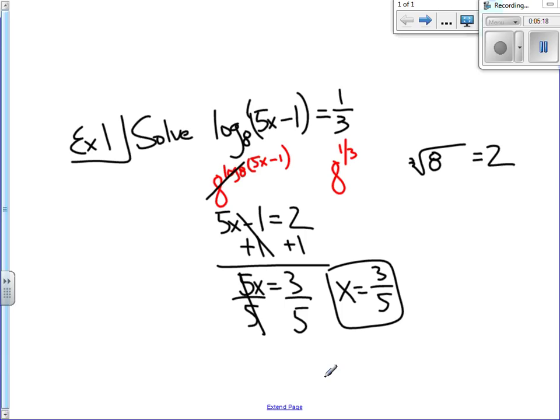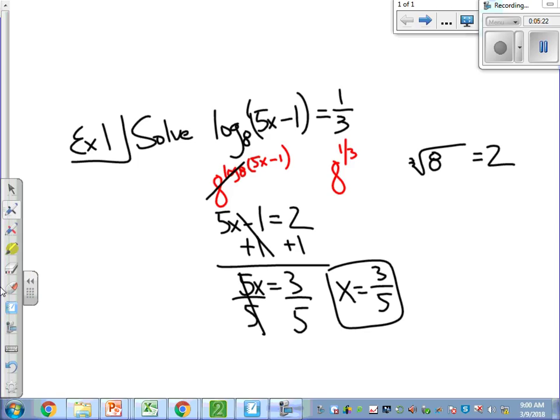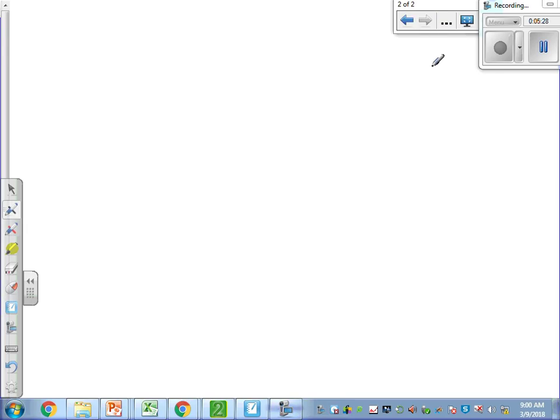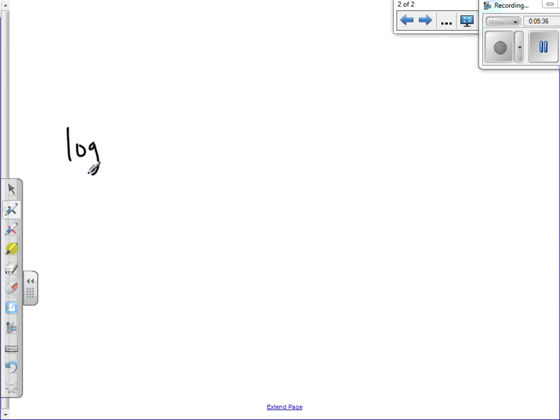Okay, let's take a look at another example. And let me switch to another slide. Okay, it's looking good. All right, let's say that we're going to do log of 118 minus 2x equals 2. Now what's happening here?